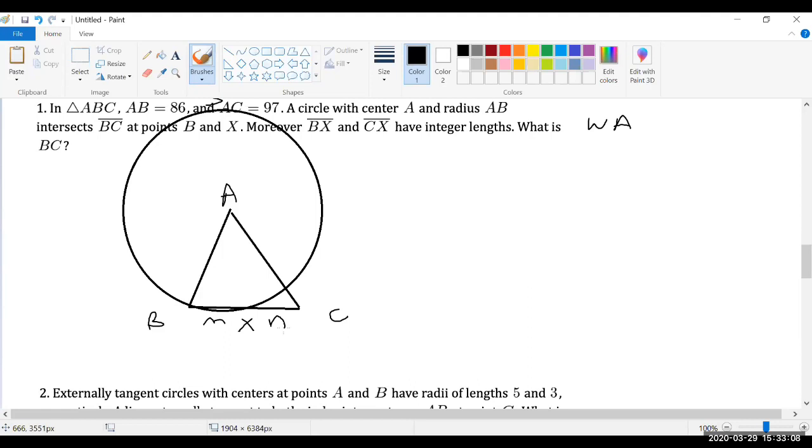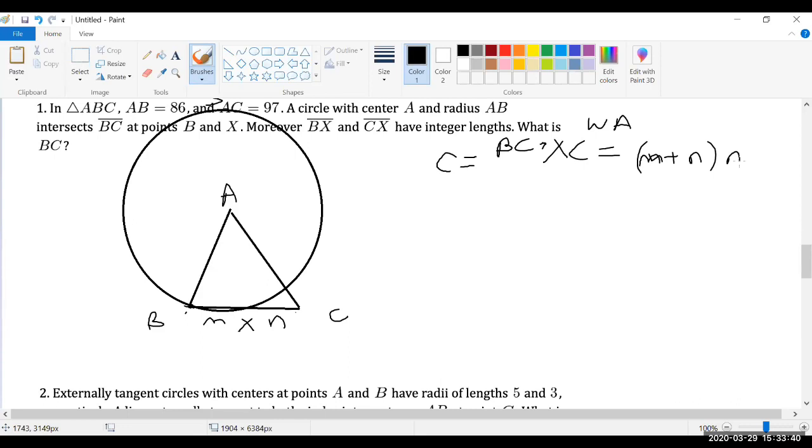And let's say we did take the power of the point C. So the power of C would be, we take the length of BC, times, we go from X to C, so times XC. And then we can write BC as M plus N. And then XC is, of course, N.